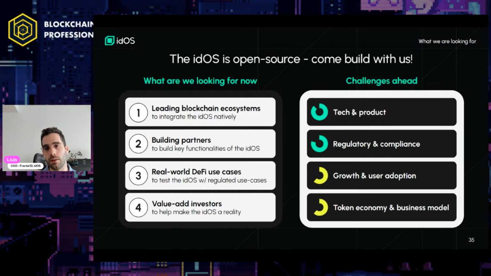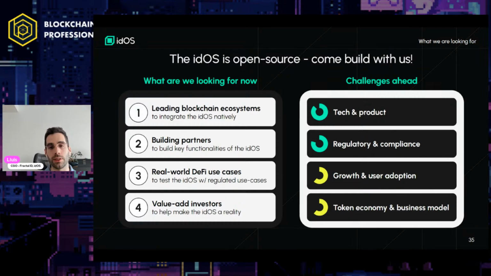In terms of tech and product, we are convinced that the solution that we have built is very robust and it works well, but you can always improve it. We have also worked a lot on regulatory and compliance to ensure that this is a solution that works for the use cases that need it today.